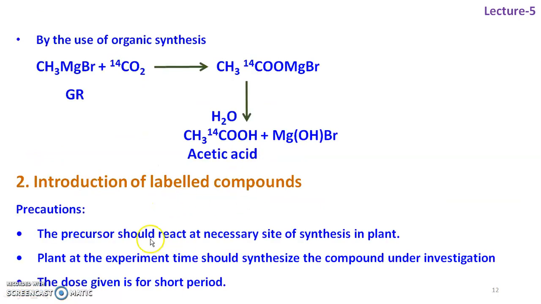The labeled compound can be introduced, or the precursor should react at the necessary site of synthesis in the plant. The plant at the experiment time should synthesize the compound under investigation. The dose given is for a short period of time. This is the reaction in which we can easily produce or synthesize the radioactive isotopes.